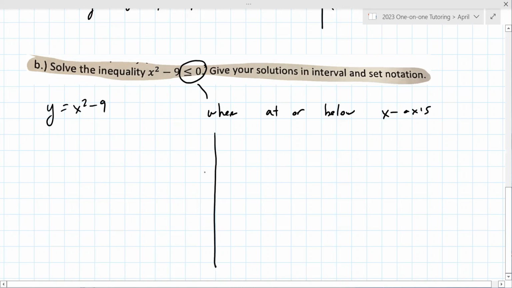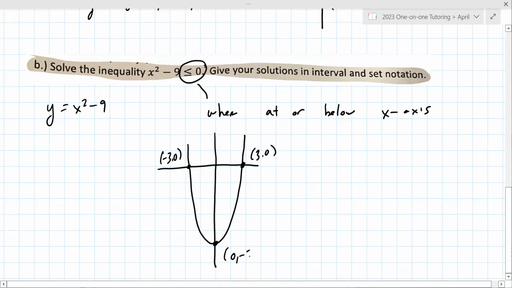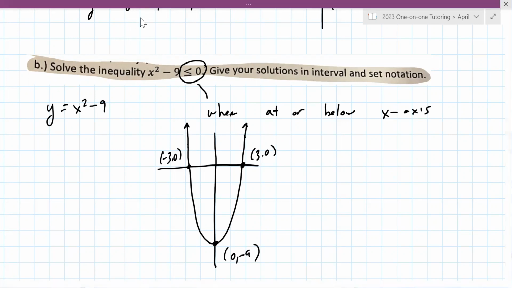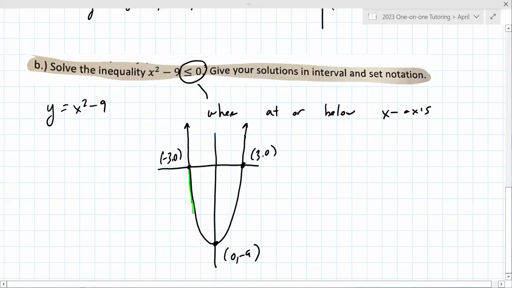So if we make a really crude sketch of this again, your graph looked like this. This was 3, 0. Minus 3, 0. This was 0, minus 9. Where is the graph below the x-axis? I'm going to shade that in. It's this green part here. Where is it below? Yes, below. It's all of this.